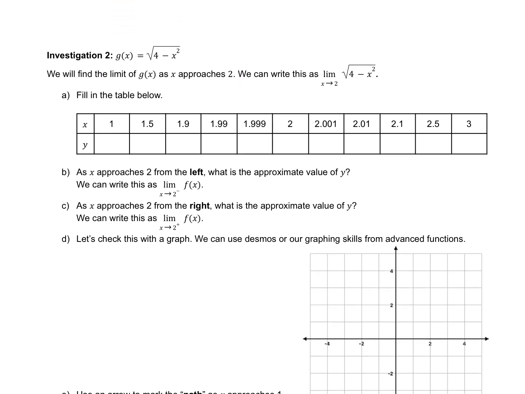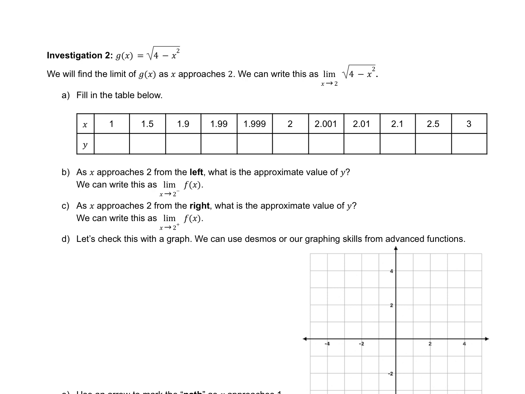Here we have g of x equals the square root of 4 minus x squared. We're going to use the table of values approach, and this time we're going to evaluate the limit as x approaches 2. So again, if you want to pause the video to fill in the table of values for yourself, go ahead.